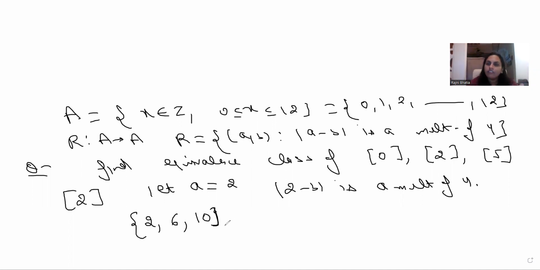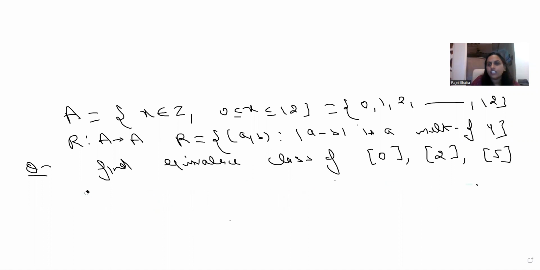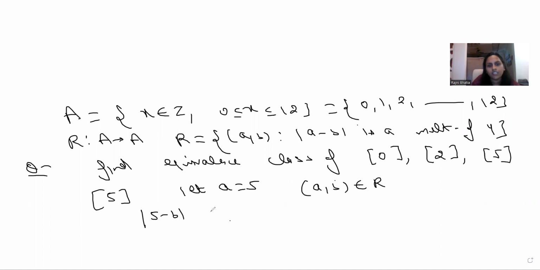So this is how we can find the equivalence class of any number for a particular relation which is given to us in the question. Now we'll move to the last part of this question, which is to find the equivalence class of 5. So let us find the equivalence class of 5. In order to find it, we will write let A equal 5. So for (a, b) to belong to R, we should have modulus of 5 minus b is a multiple of 4.